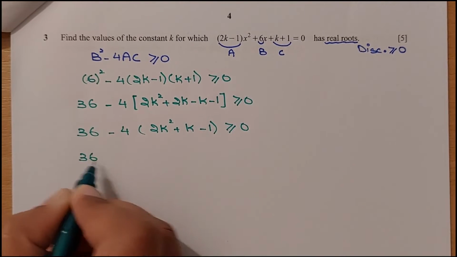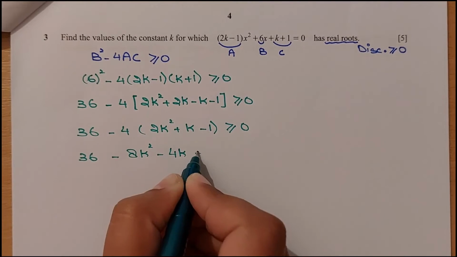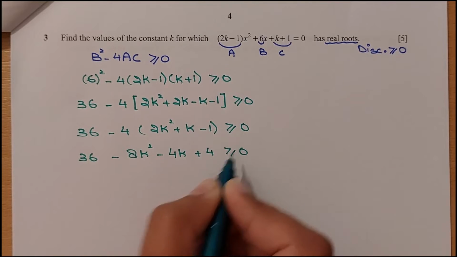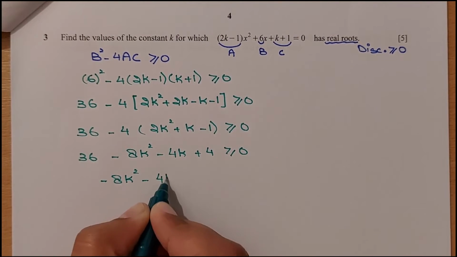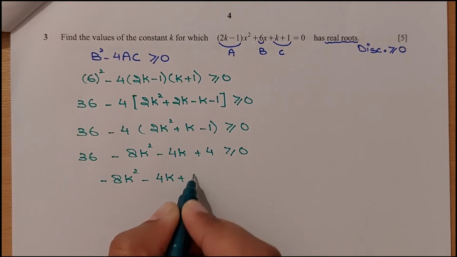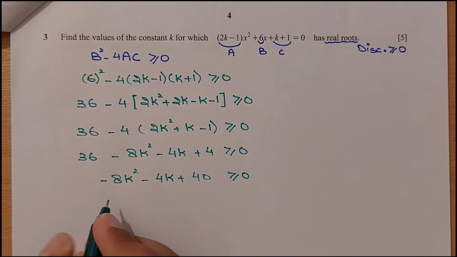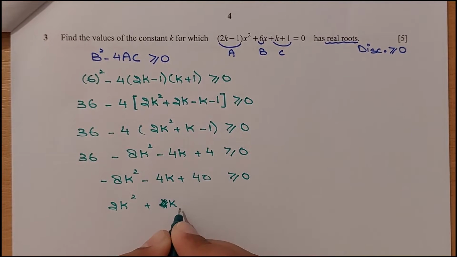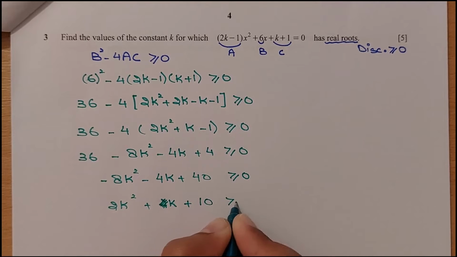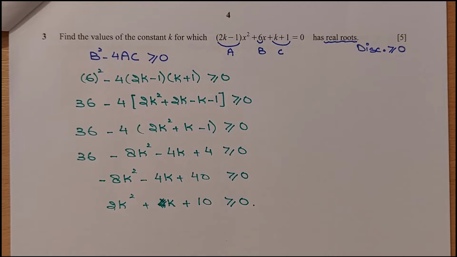Here we have 36 minus 8k square minus 4k plus 4 is greater than or equal to 0, or minus 8k square minus 4k, 36 plus 4 is 40, is greater than or equal to 0. Dividing with minus 4 throughout the equation, 4 times 2 is 8, so 2k square plus k, because we're dividing with 4, and then 4 times 10 is 40, is greater than or equal to 0, right? So we have an equation 2k square plus k plus 10 is greater than or equal to 0.